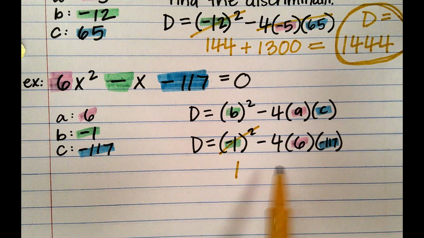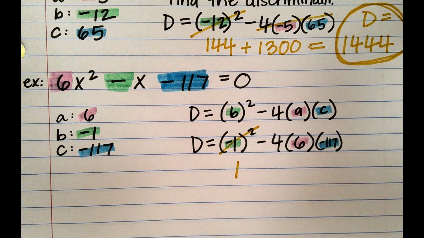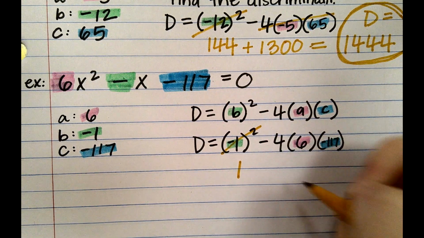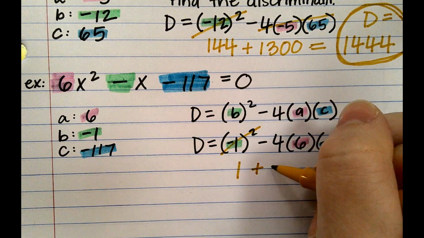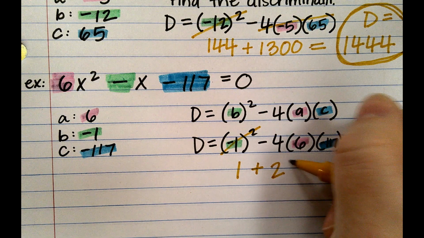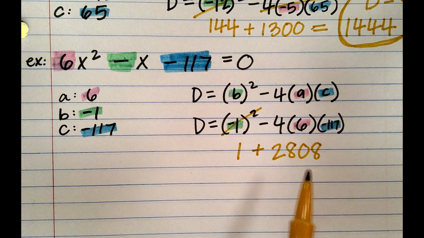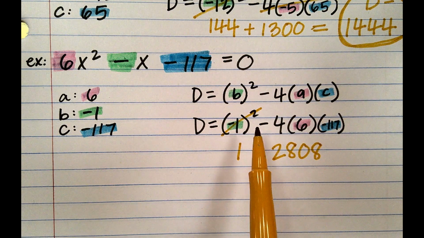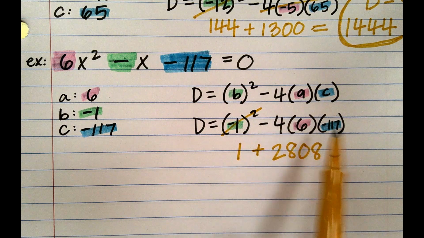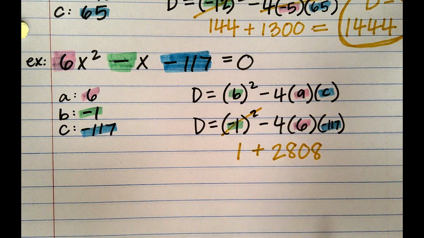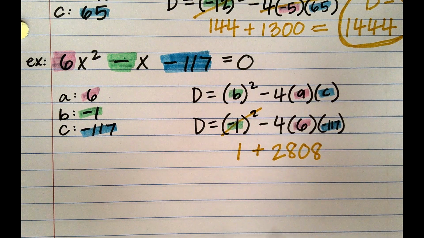All right. Now I have negative 4 times 6 times negative 117. 2,808. Is it plus or minus? Plus. Yes, plus 2,808. And we're using plus here because negative 4 and negative 117, those are two negatives in our multiplication problem, which will cancel to be positive. That changes the minus 4 into a plus 2,808.